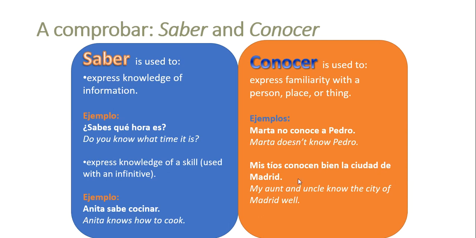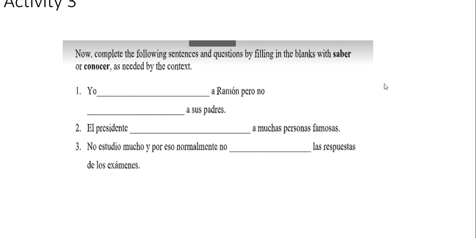Now, sometimes we can also use conocer to talk about familiarity with a subject. For example, history. No conozco muy bien la historia de Texas, por ejemplo, pero sí conozco bien la historia de España. Okay, activity 3. Complete the following sentences and questions by filling in the blanks with saber or conocer as needed by the context. Here's the first 3. Pause and finish these 3, and then when you're ready, move on to the rest of the activity.